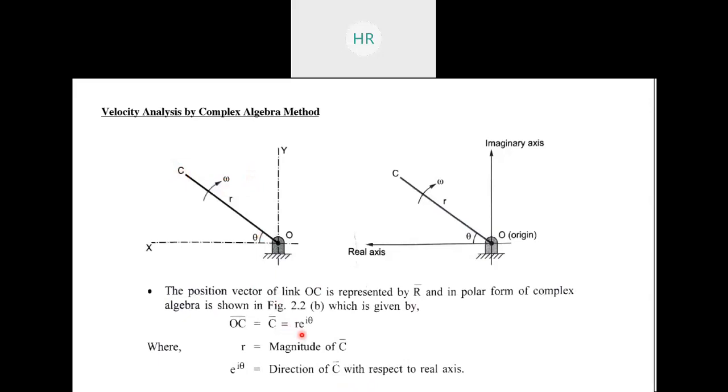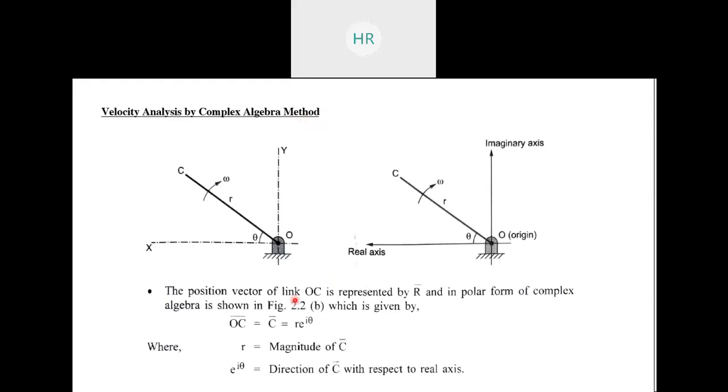So this is the position vector. Now we know the relation between position and velocity. If you recall, rate of change of position is velocity, or you can say change in position with respect to time is velocity. So from this position vector you can find the velocity. How? Let's have a look.